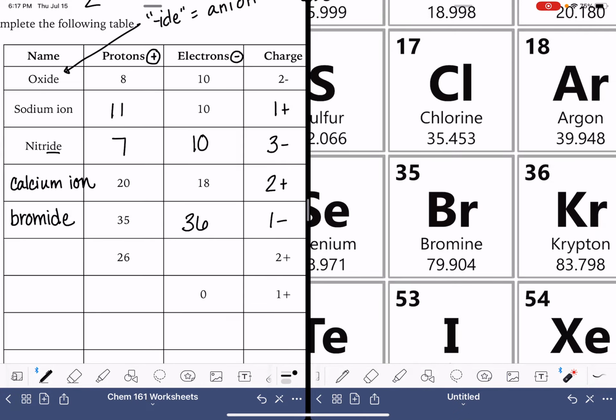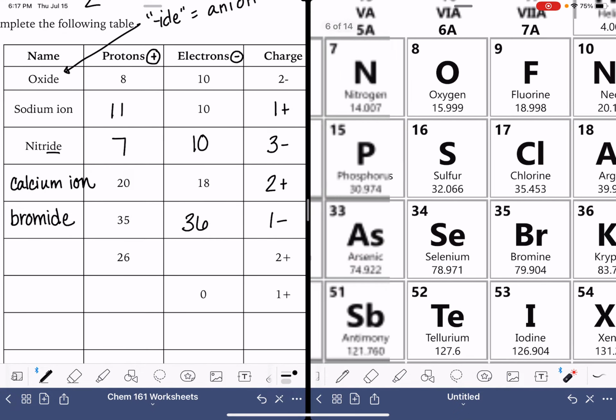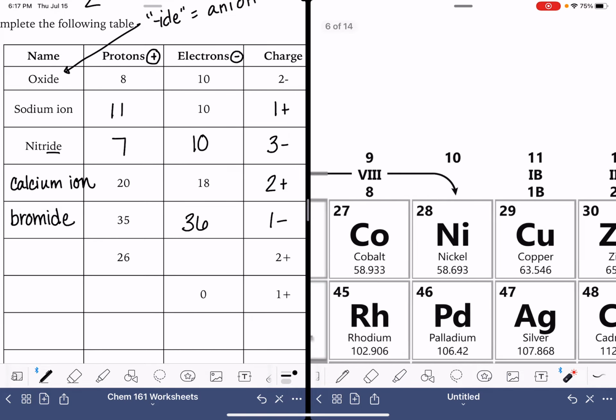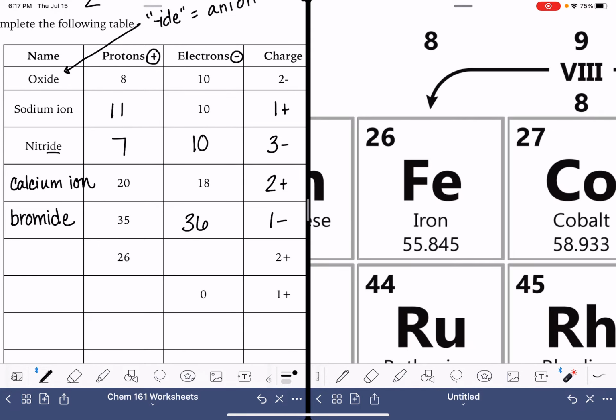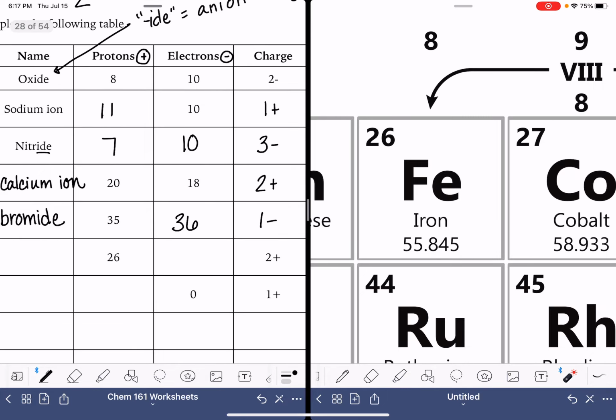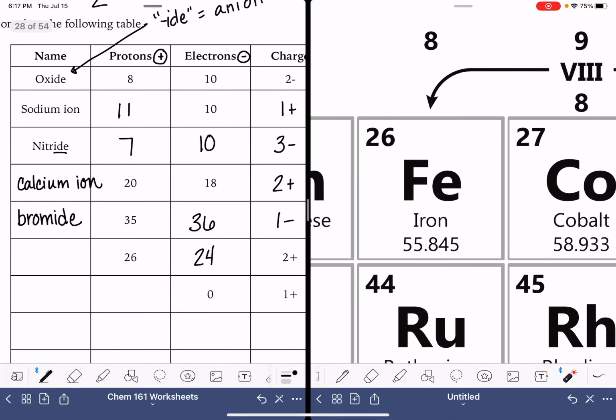Next, we have something with 26 protons, which is iron, and it's telling us that it has a +2 charge. So that would mean that it has more protons than electrons by 2. 26 protons, 24 electrons gives us a +2 charge. This would be the iron ion.